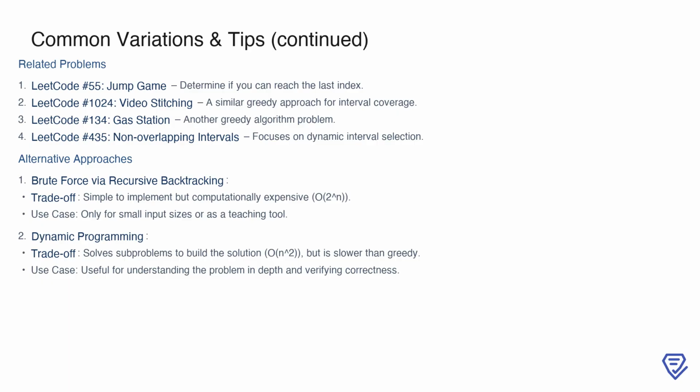Brute force, through recursive backtracking, is conceptually simple but highly inefficient, with a time complexity of O(2^n). It's mostly suitable for small inputs or as a way to understand the problem better. Dynamic programming is another option, where you solve subproblems to build the solution. While it guarantees correctness and has a time complexity of O(n²), it's slower than the greedy approach. Still, it can be a useful technique for verifying your solution or deepening your understanding of the problem.